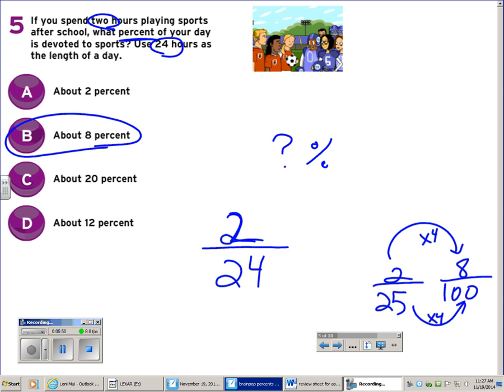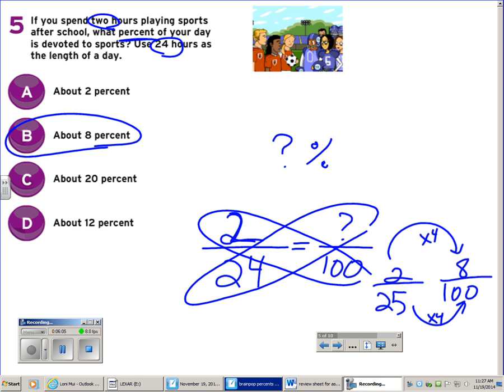Now, if I wanted to find the exact answer, I could set up a proportion. 2 over 24 equals something over 100, or x over 100. Cross multiply and divide. 200 divided by 24, I'm guessing is about 8, right? So either way you want to do it, if there's a shortcut, use the shortcut. Show your work. Obviously this is enough work. Even one of these would be enough work. The other answers aren't close enough to be right.